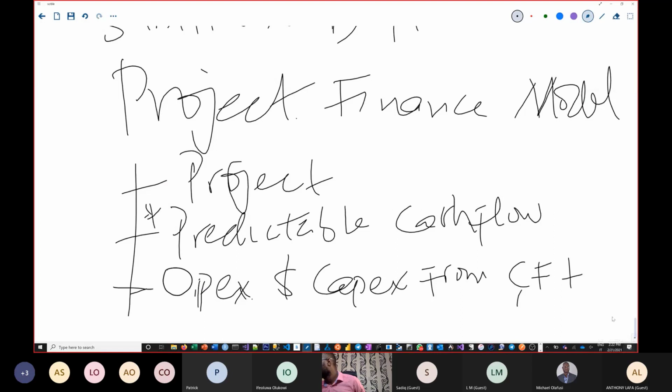So unlike the corporate finance statement, where the cash flow is like the end of so many other activities, this one, cash flow takes center and takes the front stage, right? So in a project finance model, right, let me scroll a bit.